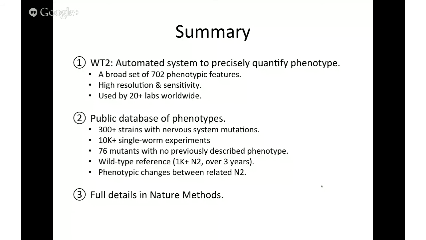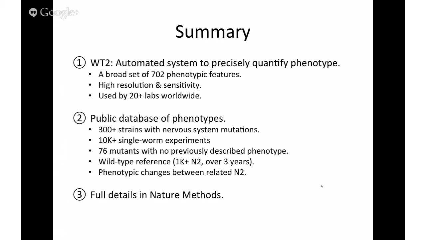And we have this public database of phenotypes, of what particular mutations look like in worms. We've got 300 strains which have nervous system mutations, 10,000 single worm experiments, so 10,000 of these videos you've seen. You can imagine the work that went into collecting those, and that's Laura Grundy's work. There were 76 mutants which had no previously described phenotype, so we didn't understand what those genes did at all, because it didn't look like they did anything, and we now understand at least something which is different about worms that have that particular genetic mutation.